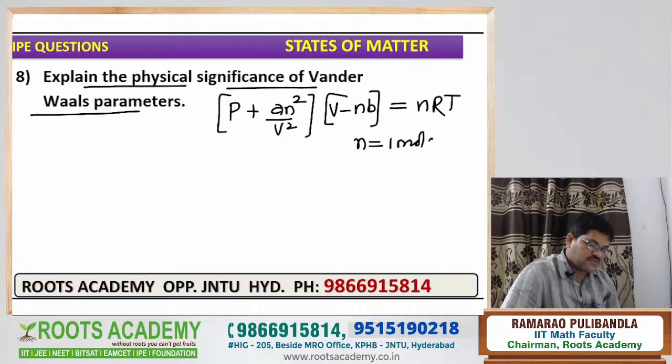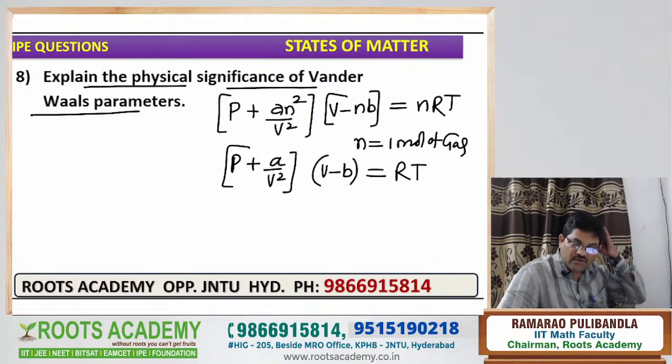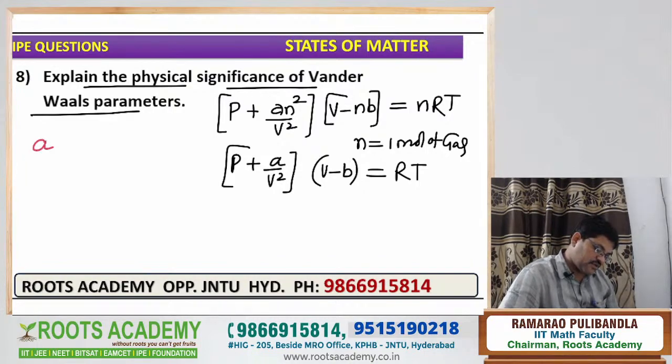Number of moles of gas is what? When 1 mole of the gas is taken, you write it as (P + a/V²)(V − b) = RT. This is for 1 mole of the gas. Now we discuss the physical significance of the van der Waals parameters. First we discuss the significance of a.